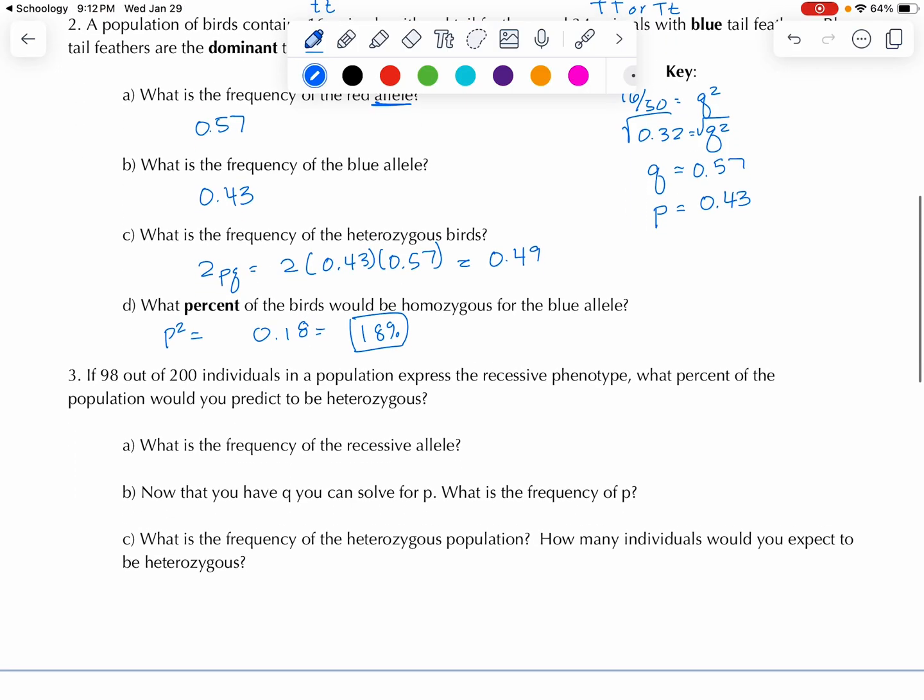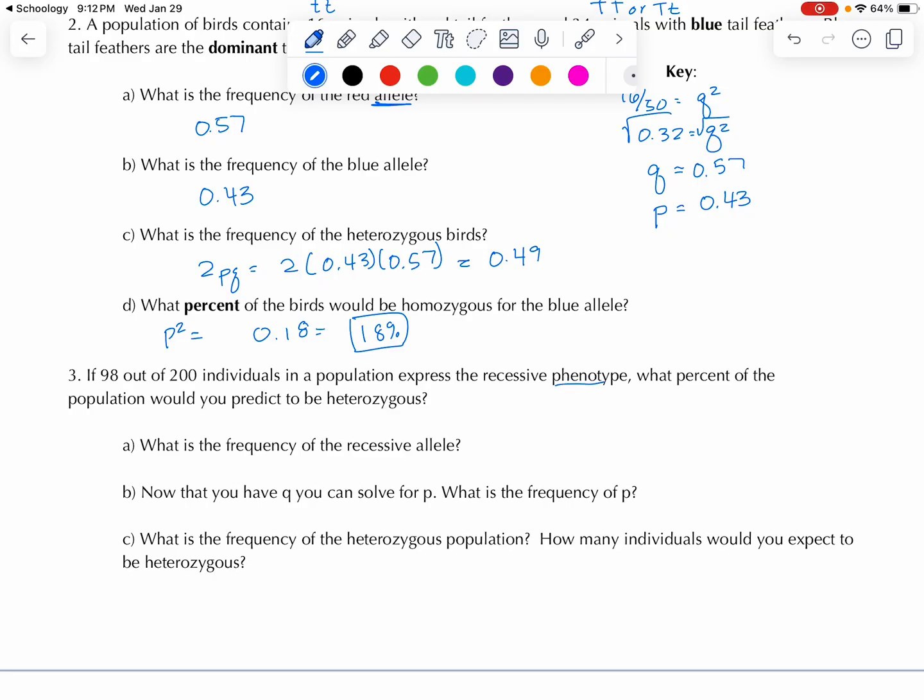All right, moving on. Next one: if 98 out of 200 individuals in a population express the recessive phenotype, what percent of the population would you predict to be heterozygous? It doesn't say it, but hopefully at this point you get the gist. We're going to find p and q first. So 98 out of 200 in a population express the recessive phenotype.